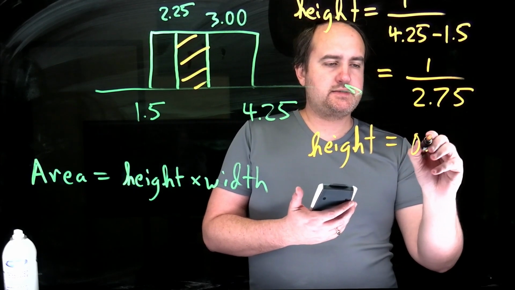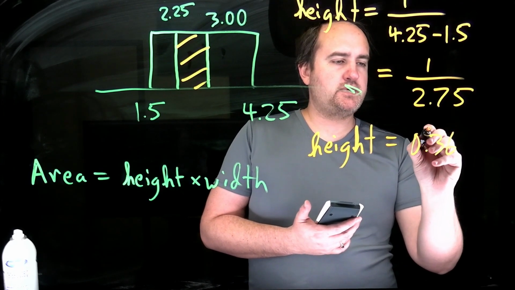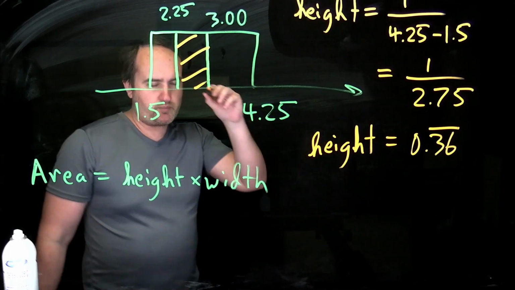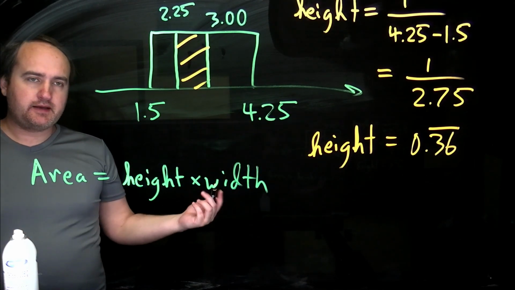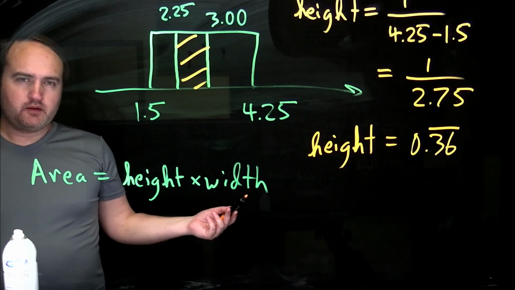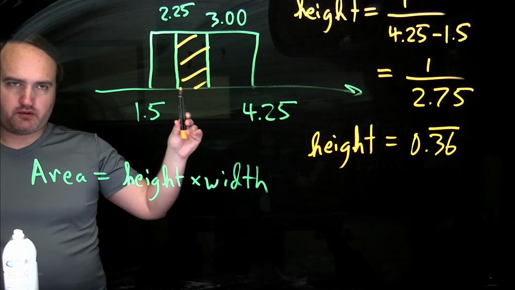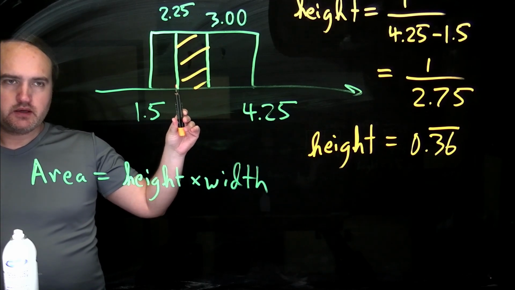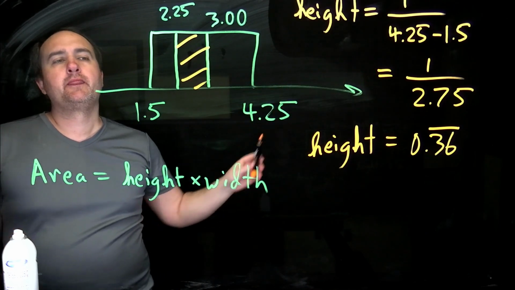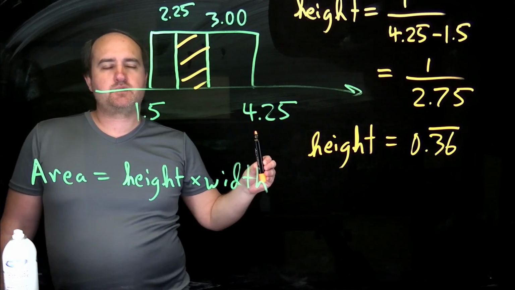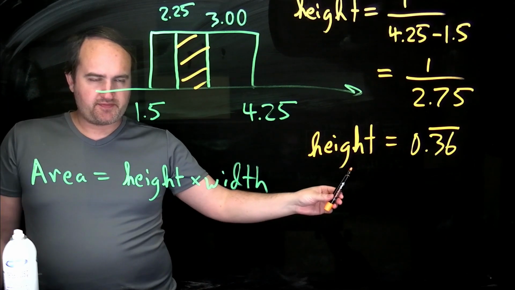So the height that I have here is 0.3636. So the 36 just keeps on repeating, so I put a line over it. Okay, and that's the height. And then the width, when they say width, they actually mean the width of the little rectangle here. So when we were doing the height, we did 1 over the range, and the range is actually the maximum minus the minimum of the big rectangle. So that's how we got that height.